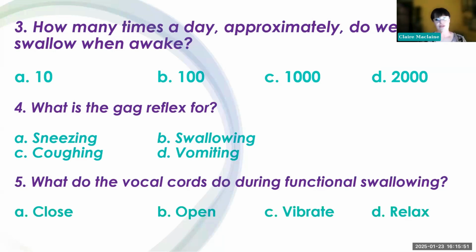All right, what's the gag reflex for? A, sneezing, B, swallowing, C, coughing, or D, vomiting. So far people are saying vomiting. It's mostly D, vomiting, and B, swallowing. I'm getting a suspicion that there might be some speech and language therapists in this call. Yes, it is for vomiting. The reason that we gag is to vomit.